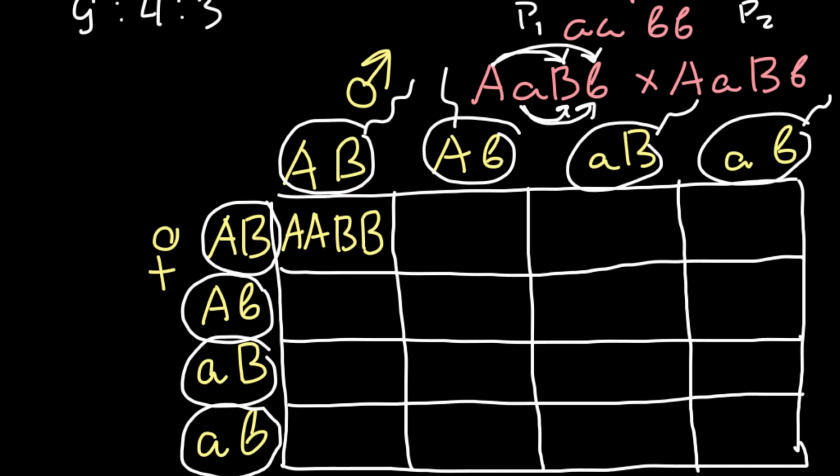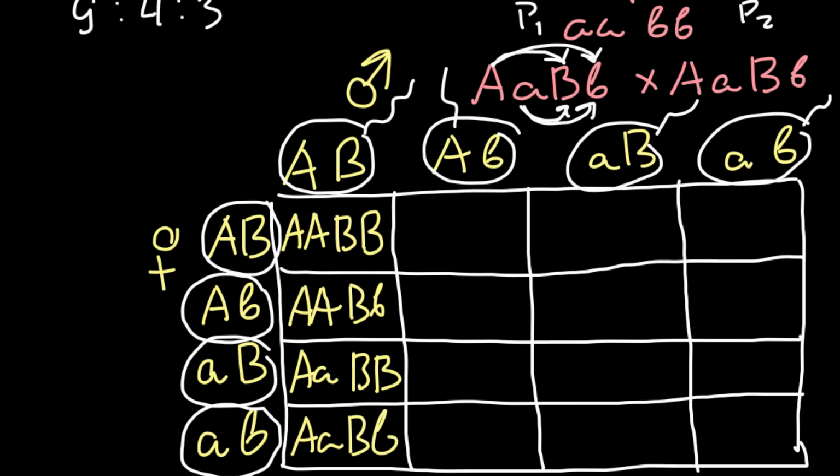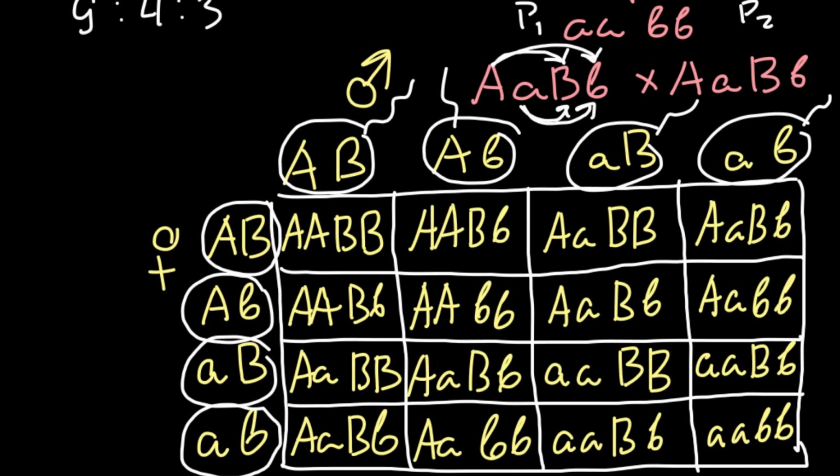So here we would have capital A, and capital B, small b, capital A, small a here, and capital B, capital B, capital A, small a, and capital B, small b. I will speed up the video to save time. So I finished the table, and in the first cell, what phenotype can we see?